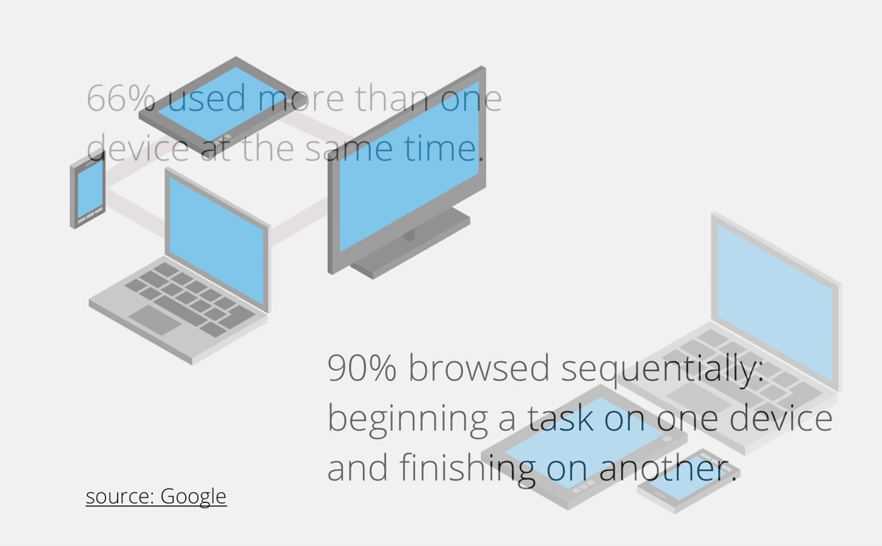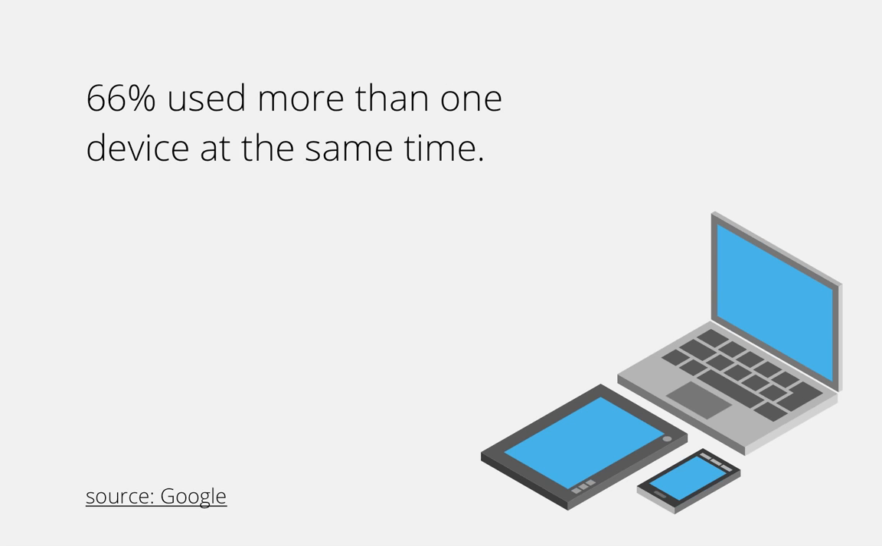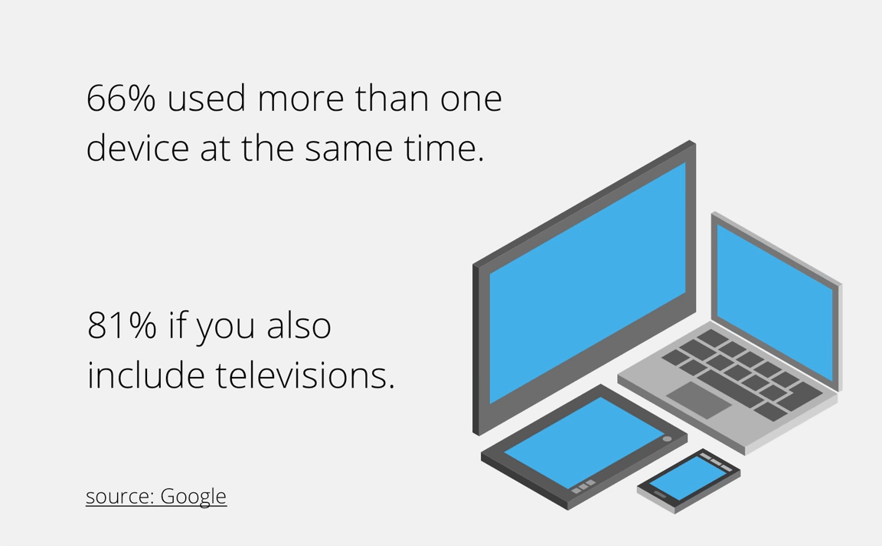66% of people use more than one device at the same time. So that's the person using Xbox to watch television. They've got their tablet open, maybe to shop a commercial that they just saw, and maybe they're using SMS or something like that to connect with friends at the same time. 66% of people doing that simultaneous activity. And actually that's 81% if you include televisions as well.